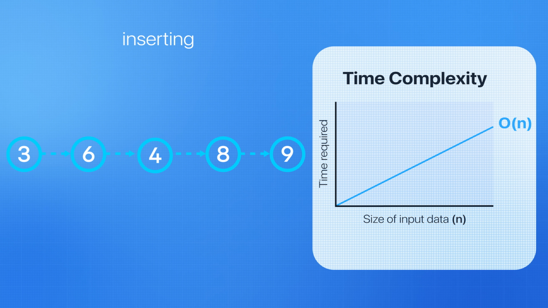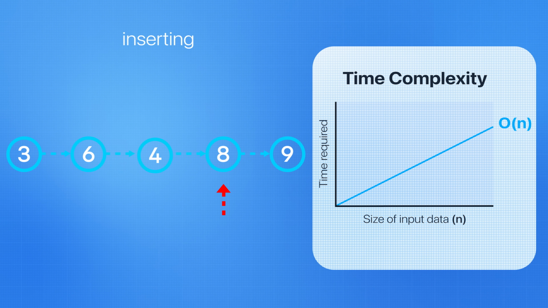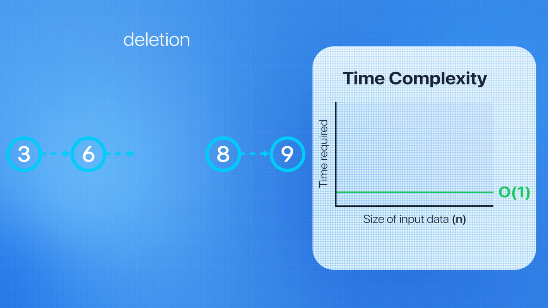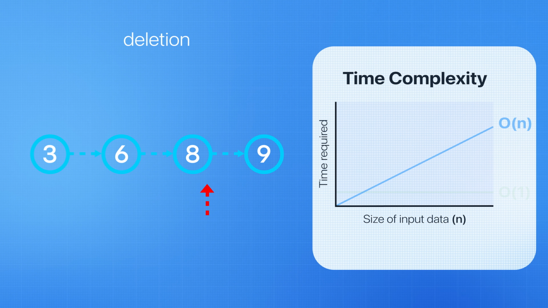Inserting an element at a position is an O of 1 operation if you already have a reference to the node that you're trying to insert around. But if you actually have to search for it, once again, you're traversing the list, so that's going to be an O of n operation. Deleting an element, similar to inserting, is O of 1 if you have the right reference, because all you have to do is just switch around the pointers. But if you have to search for that reference, it's an O of n operation once again.